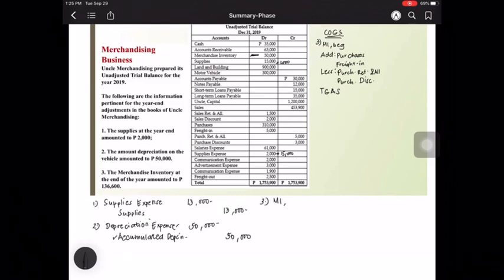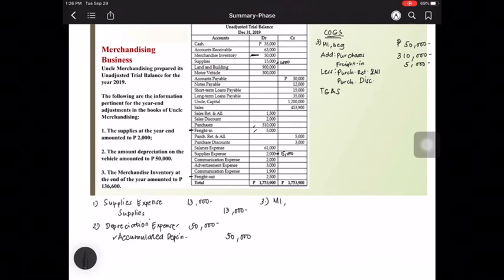Okay, let's put values now to the formula. Where do we get the value of your merchandise inventory beginning? It is from the amount of the merchandise inventory reflected in the unadjusted trial balance, which in this case is 50,000 pesos. Your purchases amounted to 310,000. So you just have to put it there, 310,000. You have your freight in also, which should be added. So that's 5,000.